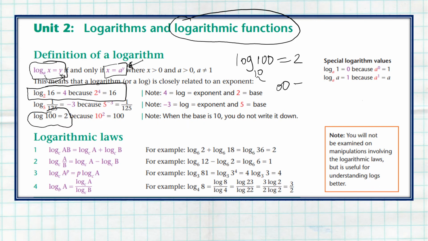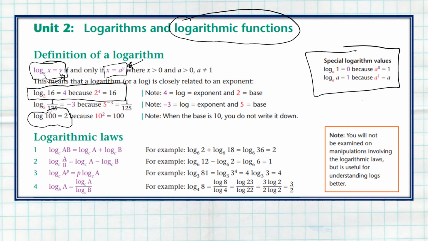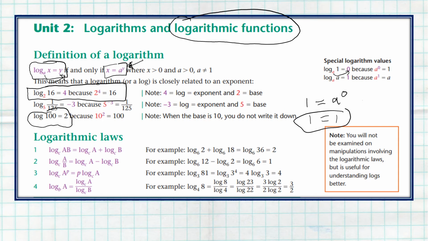Okay, so let's also look at some special logarithmic values. Very, very important that you know. We have log base a of 1 equals 0. Why is it equal to 0? Because we can see that 1 equals a exponent 0. So 1 equals 1, they're the same. That condition is of paramount importance and very, very useful.